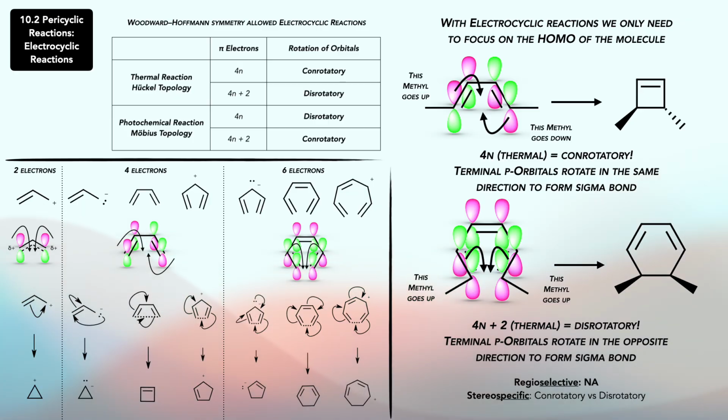Of course, if light were to excite an electron, the HOMO symmetry would flip and the allowed rotation would reverse. So only under those conditions would 4n pi electrons conform disrotatory and 4n plus 2 pi electrons conform conrotatory. Same molecule, same electrons, different orbital occupancy.